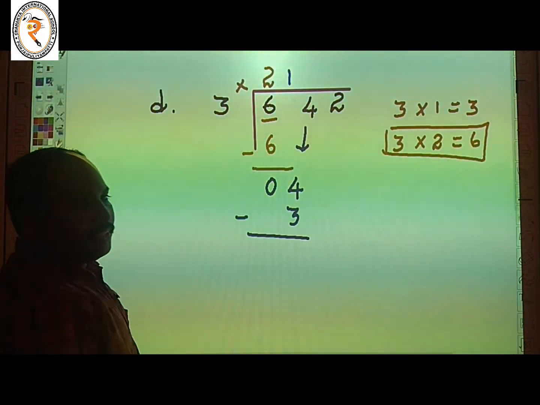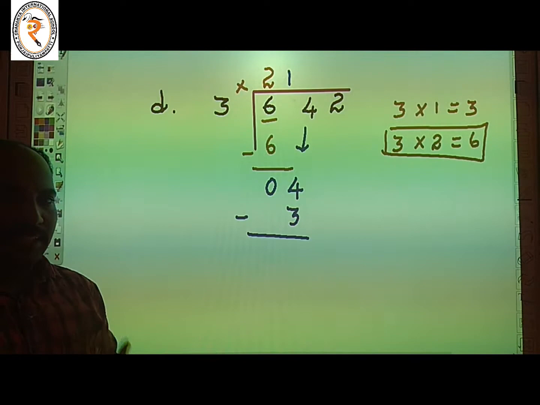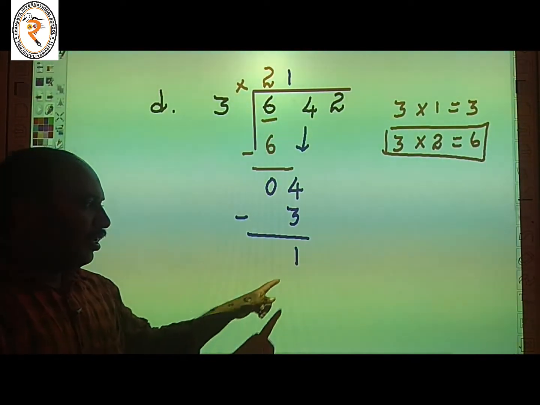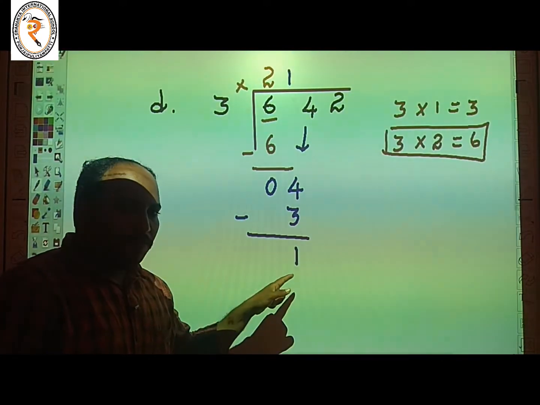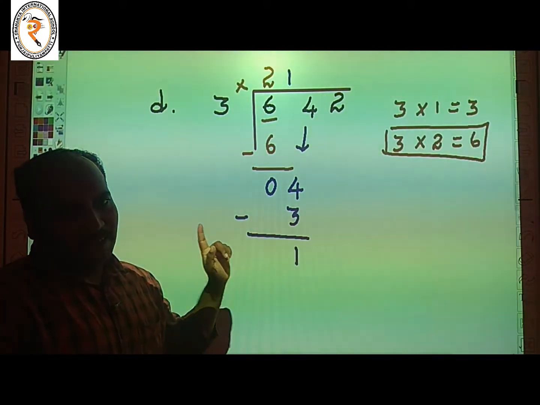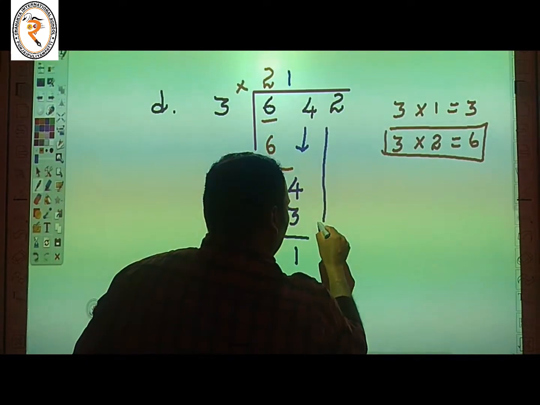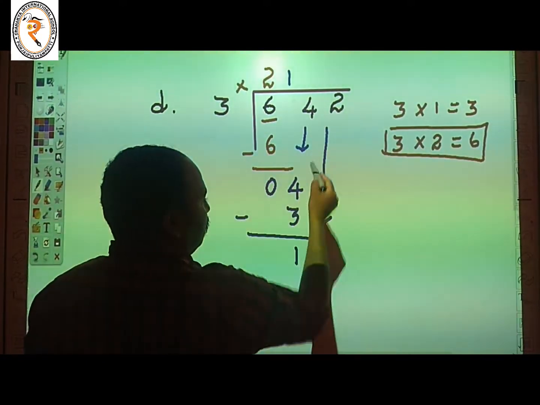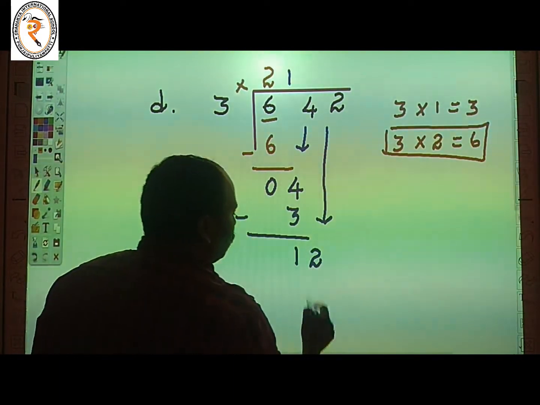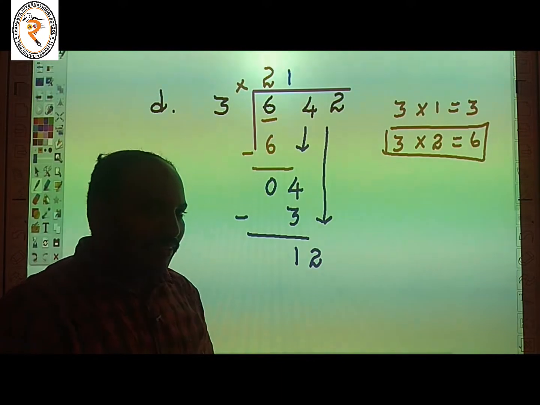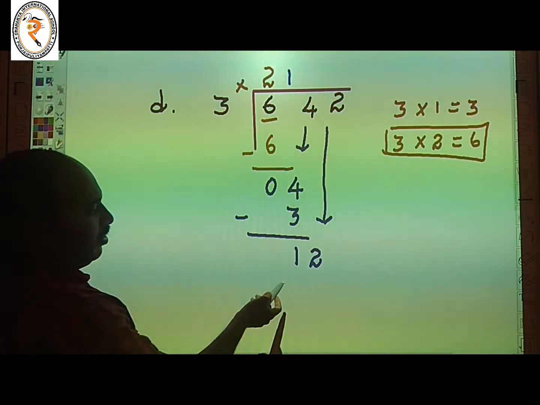Next we want to minus. 4 minus 3 is equal to 1. Our remainder is 1. 1 does not divide by 3, so we go to the ones place. Bring down the number 2. Our new dividend is 12.